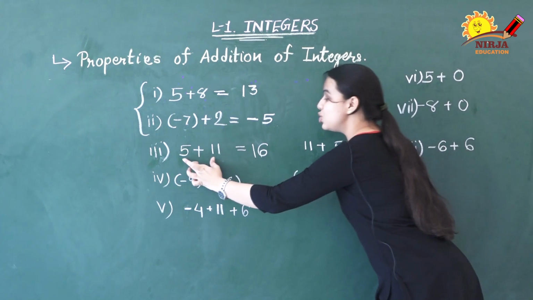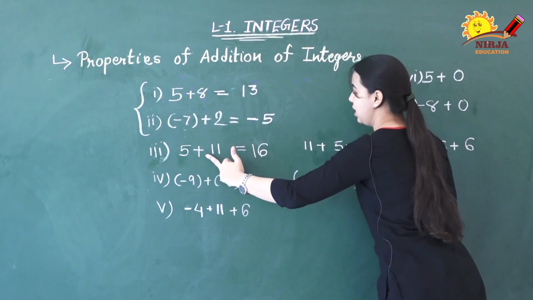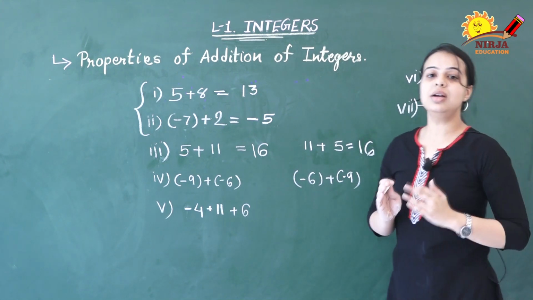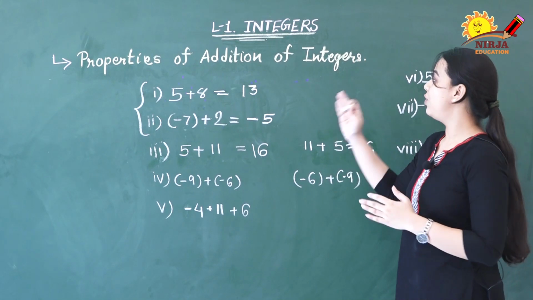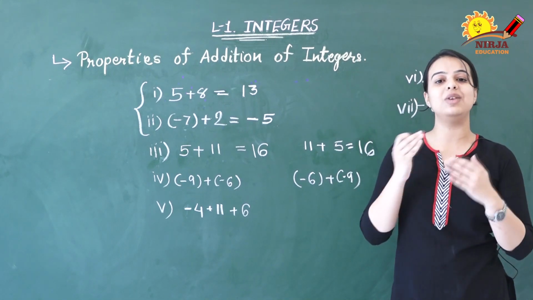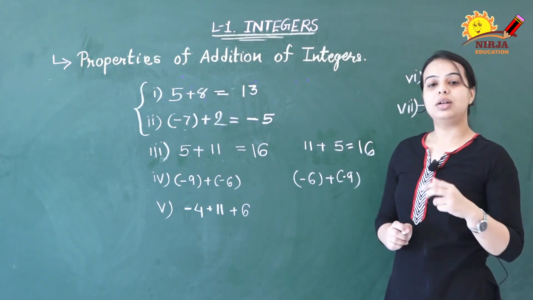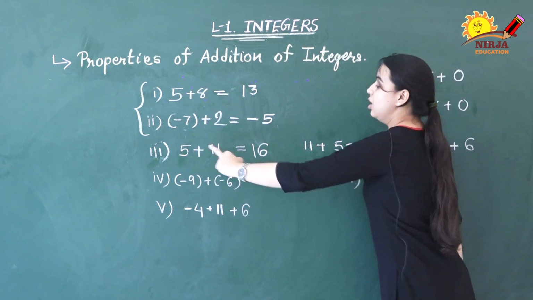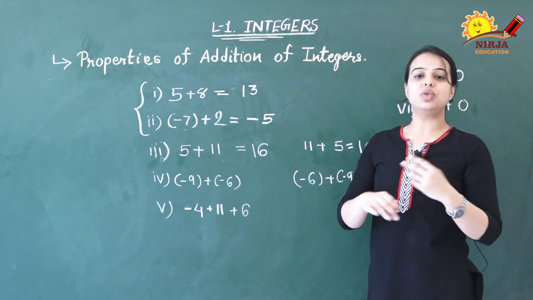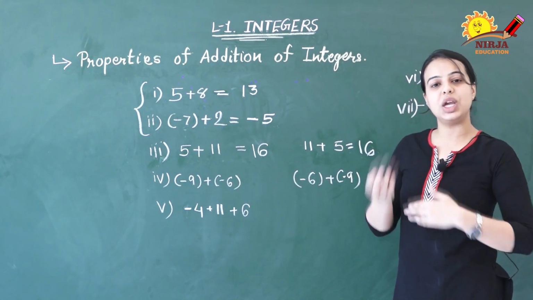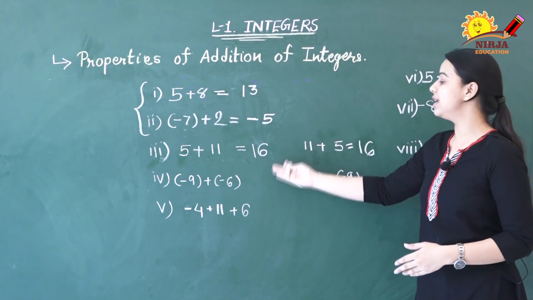So if we change the order of the numbers in which two integers are added, the result will remain the same, and this is your second property of addition of integers. You can name it the commutative property. What does it mean? Whenever we add two integers, if we reverse their order, the result will still be the same. Now let's see another example.